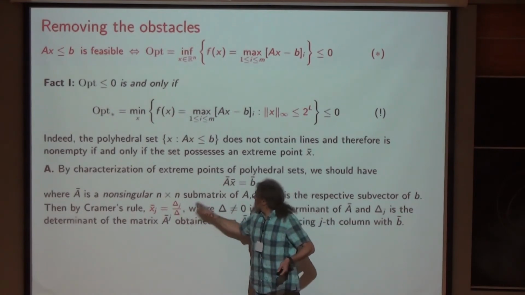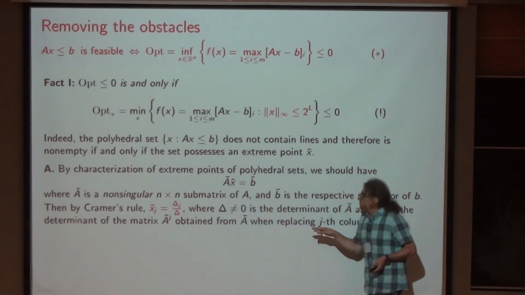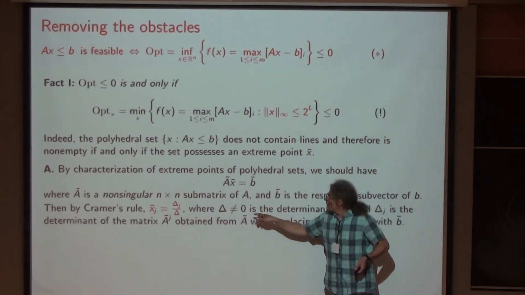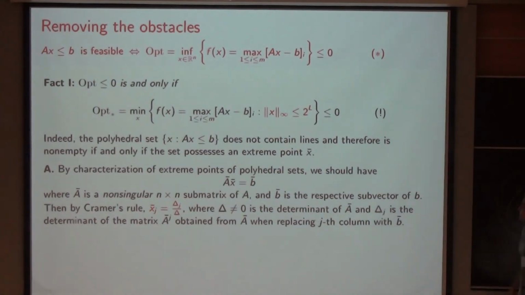So determinant delta is the determinant of A bar, and determinant delta G is the determinant of the matrix which we obtain from A bar by substituting the G column by vector B. Okay?